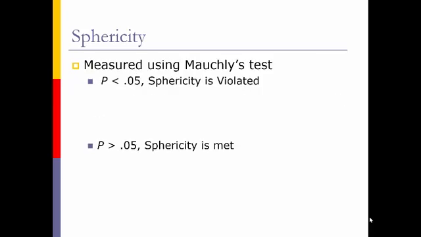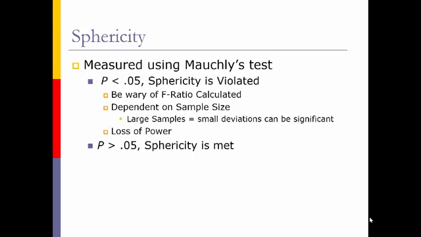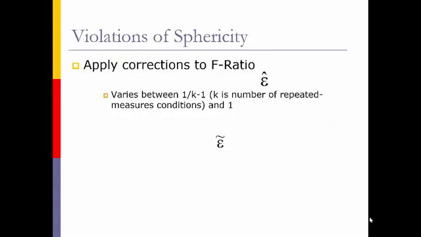How do we test it? It's called Mauchly's test. If obviously our p-value is less than .05, we have a violation of it. The F ratio is going to be different. We cannot necessarily use it straightforwardly. It's also dependent upon the sample size. Very large samples mean small deviations can be significant, and we can also lose power with it. Obviously, if it's greater than 0.05 at a 95% level of confidence, we do meet sphericity.